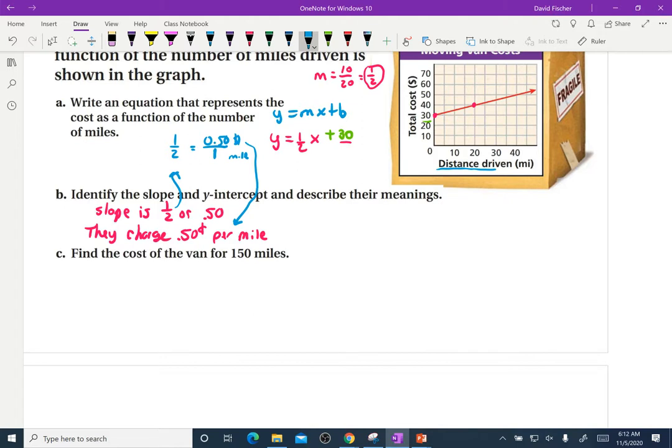Okay, now let's go to my y-intercept. They said, well, what does that mean? Y-intercept, which was 30, means they charge $30 setup fee or something like that, starting fee. I want to say starting fee.